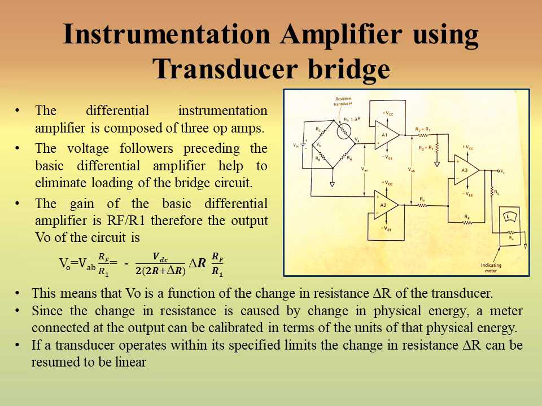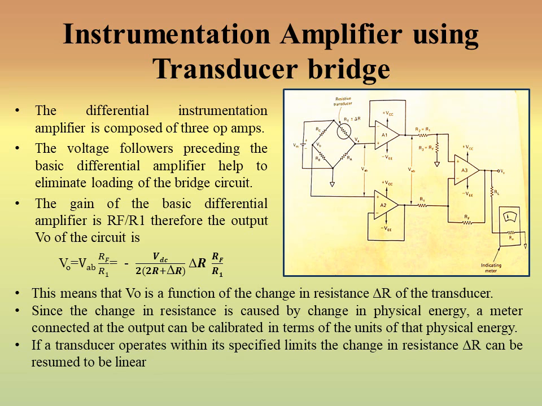So whatever VO is being measured by the meter or oscilloscope is directly related to the change in resistance delta R. So indirectly we are able to keep track of the change in resistance, or we can say we are keeping track of the physical quantity that is being changed and due to which delta R is being introduced. Since the change in resistance is caused by a change in physical energy, a meter connected at the output can always be calibrated in terms of the physical quantity.